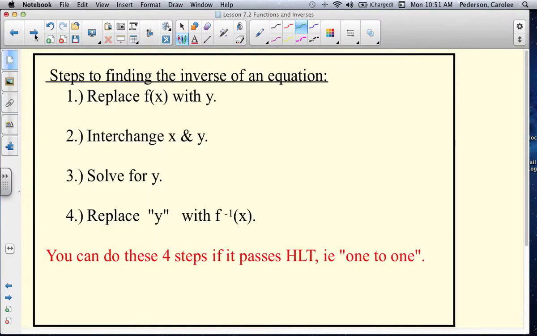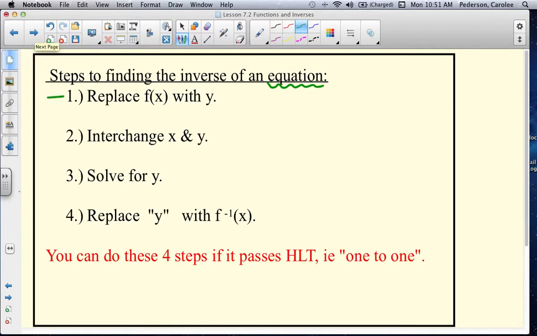This next slide, please write down these 4 steps. Steps to finding the inverse of an equation. So what we did in the first slide is we found the inverse of a relation where we had a set of ordered pairs, and all you do is interchange those ordered pairs. Now in an equation we have 4 steps. Number 1 is to replace the function notation with y.